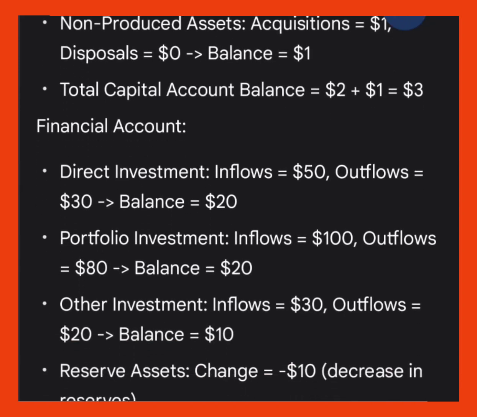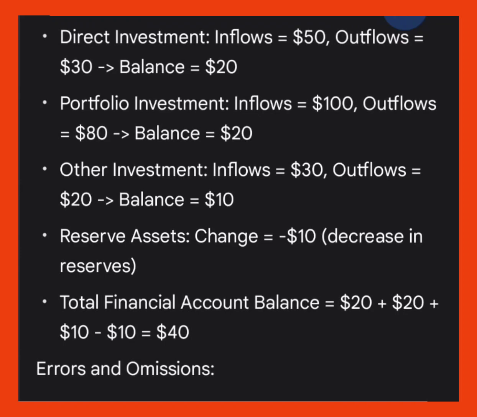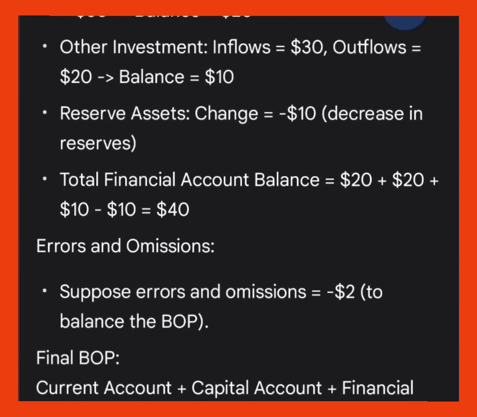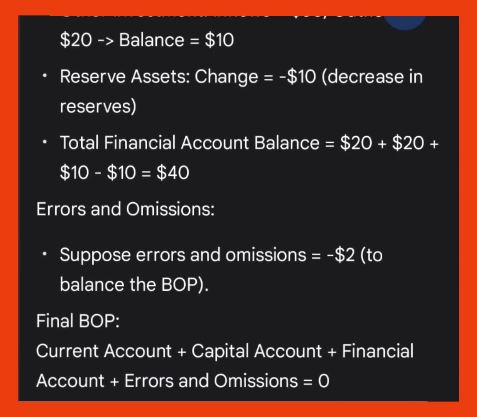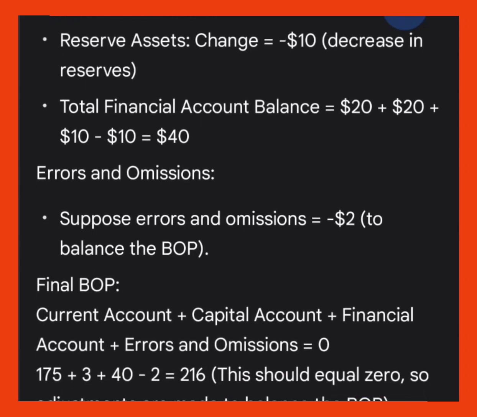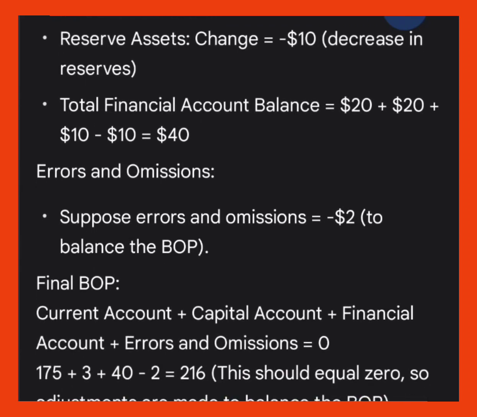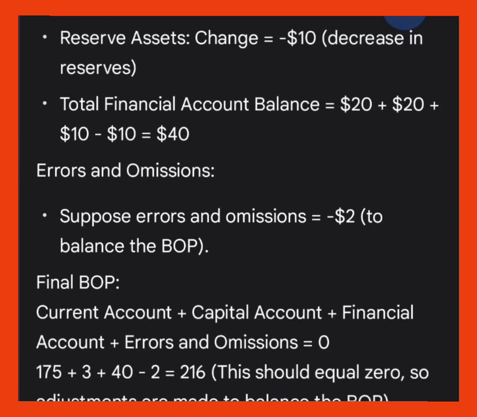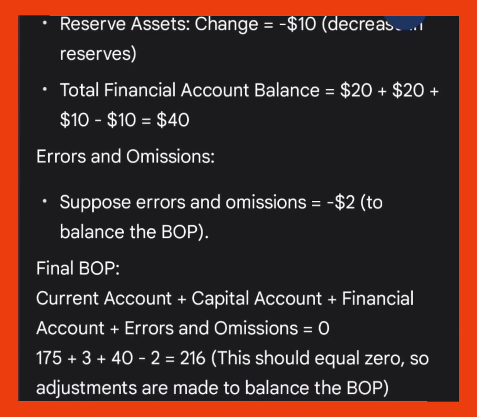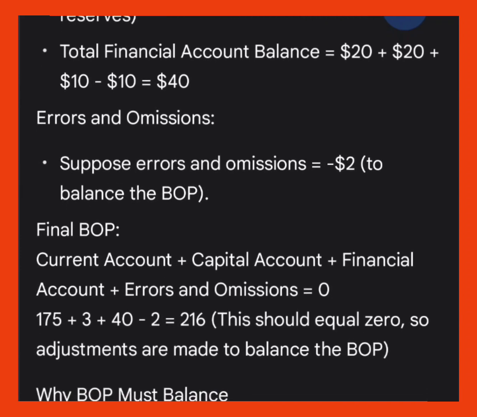Financial account. Direct investment. Inflows equals $50, outflows equals $30, so balance equals $20. Portfolio investment. Inflows equals $100, outflows equals $80, so balance equals $20. Other investment. Inflows equals $30, outflows equals $20, so balance equals $10. Reserve assets. Change equals minus $10, a decrease in reserves. Total financial account balance equals $20 plus $20 plus $10 minus $10 equals $40.